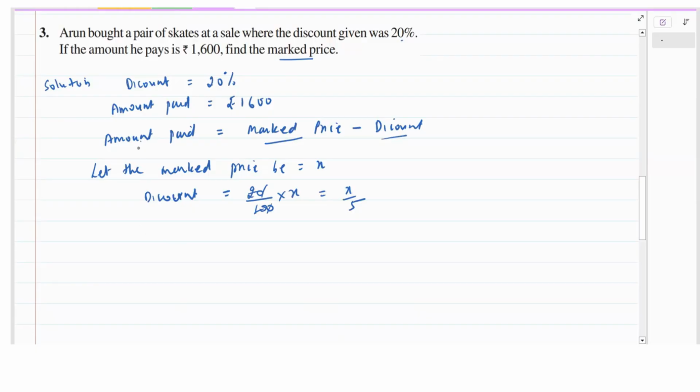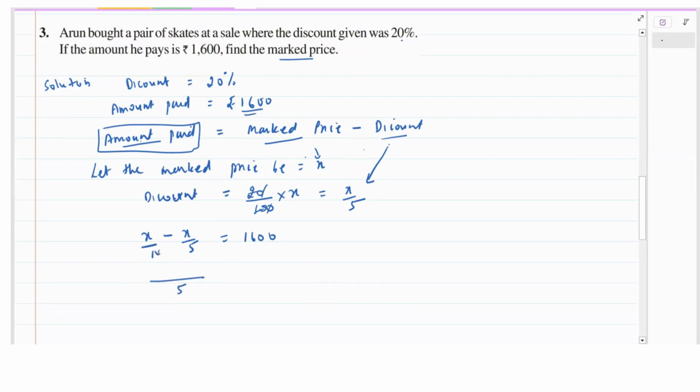Correct? Now, to calculate amount paid, what we have to do? Mark price minus discount. We have the mark price in terms of X. We have the discount in terms of X. Subtract these two, we will get the amount paid. So here, mark price is X. What is discount? Discount is X by 5. After subtracting, the amount paid, they have already given here. So that is 1600.